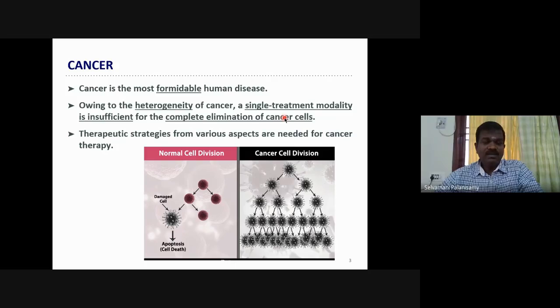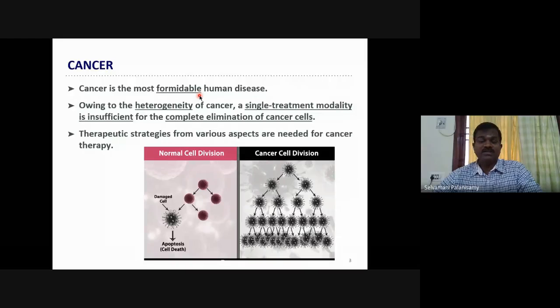You all know very well cancer is one of the most formidable human diseases because it is uncontrollable. Most cancers don't have a cure, since it is genetic, with mutations and drug resistance. The cancer cells develop resistance to the existing drugs. It is highly heterogeneous, and therefore, owing to its heterogeneity, a single treatment modality is not at all sufficient, and complete elimination of cancer cells is not possible through the existing means of surgery or treatment modalities. So we need multiple therapeutic strategies to conquer cancer, in order to save human society.